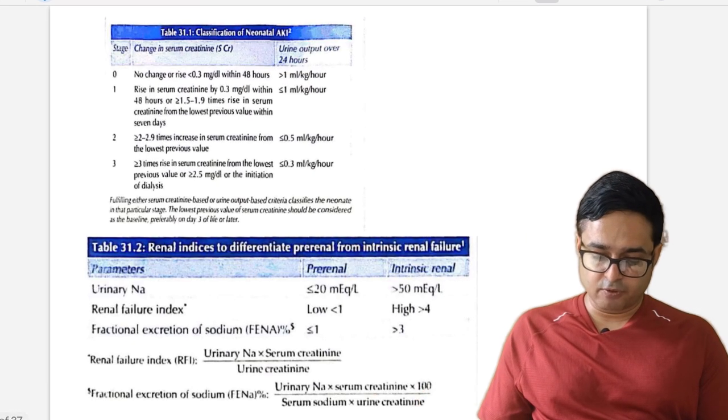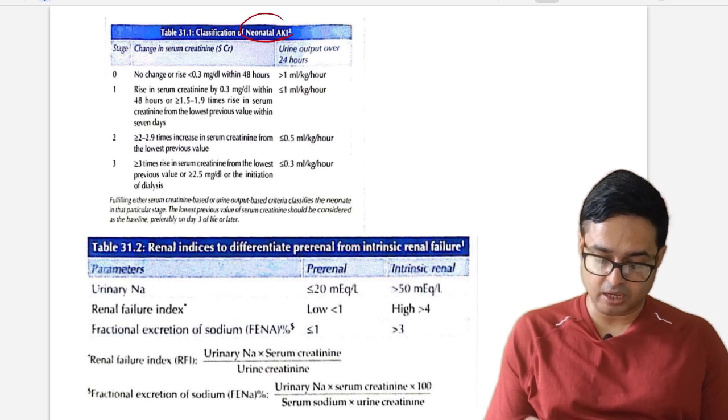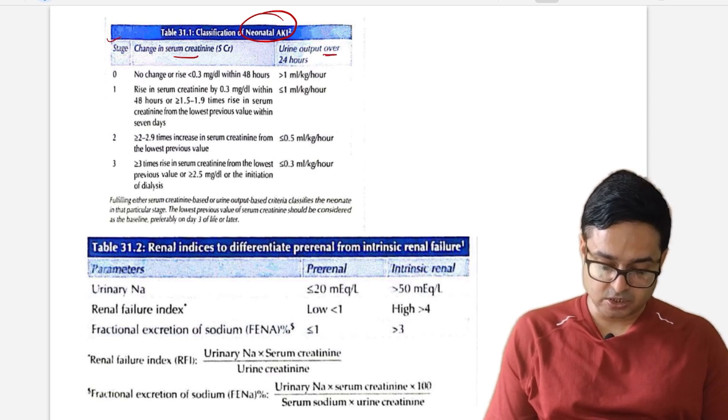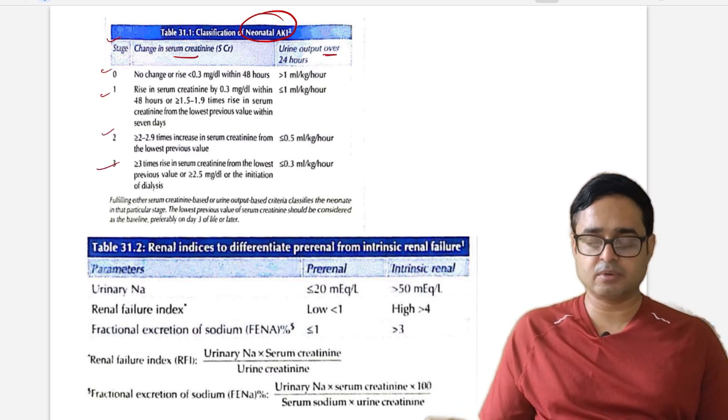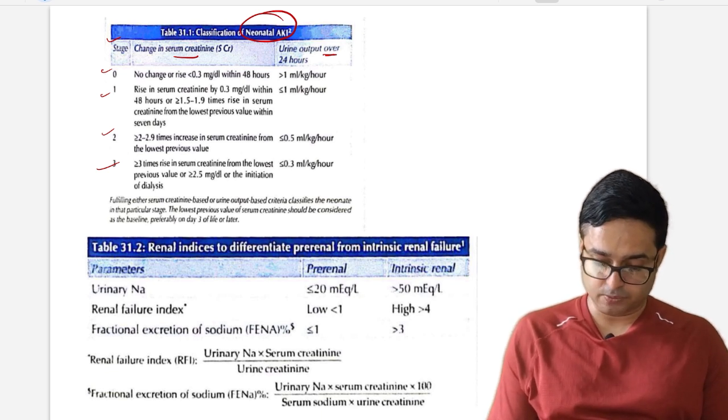Going forward to the kidney part, neonatal AKI classification. It will be classified based on serum creatinine and urine output, with stages 0, 1, 2, 3. You have to remember three stages. Similarly, we have discussed this in the nephro part also. So stage 1, if urine output, first we'll talk about urine output.